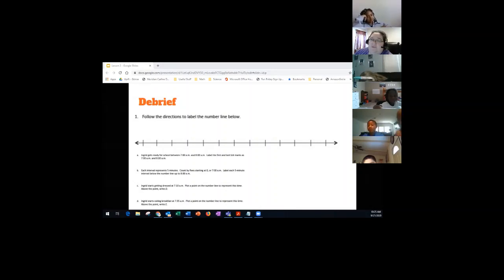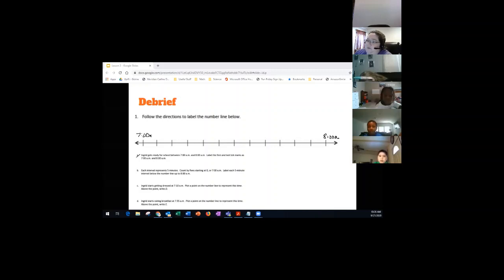So what they're asking for you to do is to label the first and last tick mark as 7 a.m. and 8 a.m. So I'm going to put 7 a.m. and 8 o'clock a.m. All right, did that one.